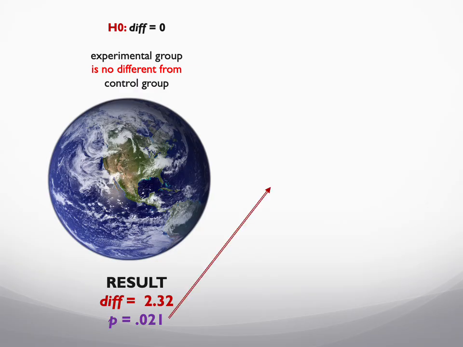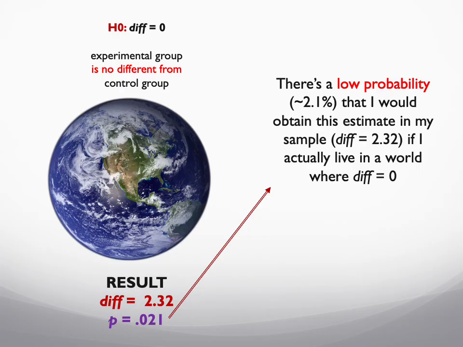It would mean that there's a low probability, about 2.1%, that I would obtain this estimate in my sample, that I would obtain a mean difference of 2.32 minutes if I actually live in the world where the mean difference is 0. Sorry, I didn't put that up. So there's a low probability, about 2.1%, that I would obtain this estimate in my sample if I actually live in a world where the mean difference is 0.